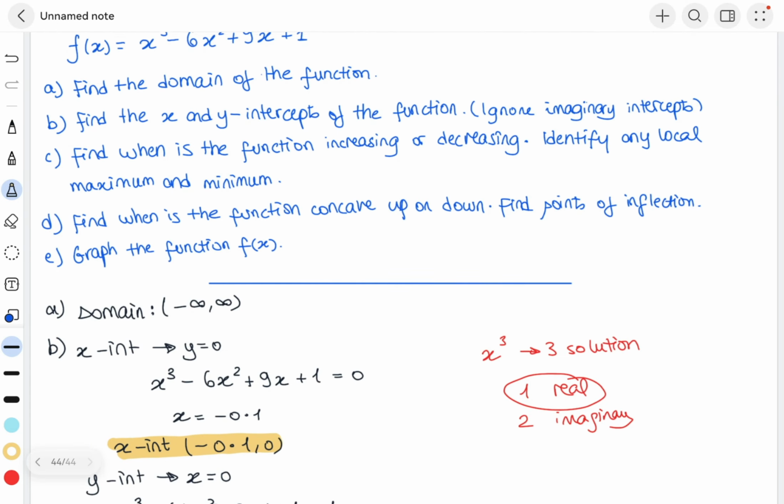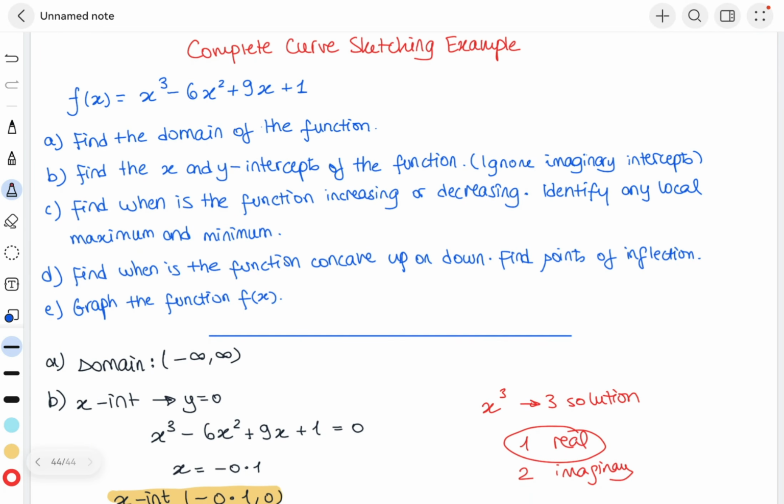Now we're done with the first two questions. We found the domain of our function, and we found also the x and y intercepts of our function. Now to find when the function is increasing or decreasing and find the local maximum or minimum, we need to use the first derivative test, which is f prime of x equal to 0. And we'll do the table to see when our function is increasing or decreasing.